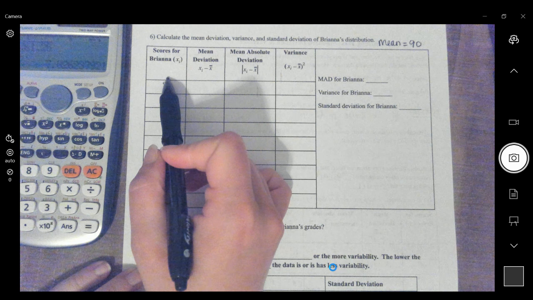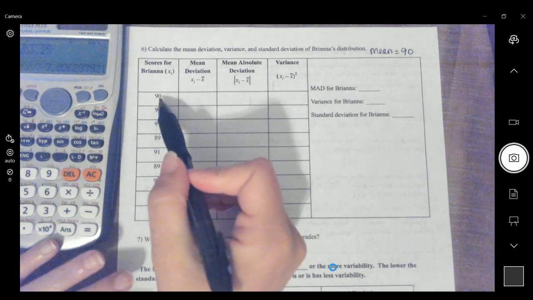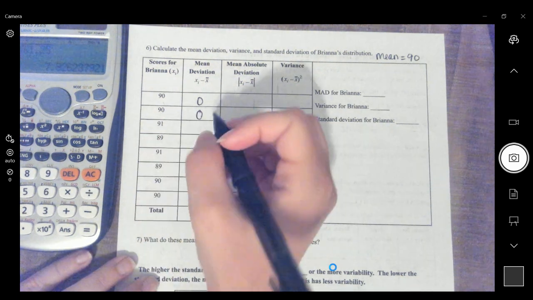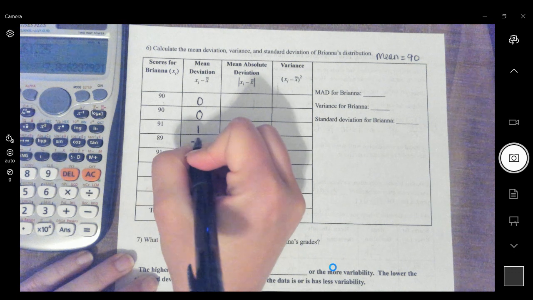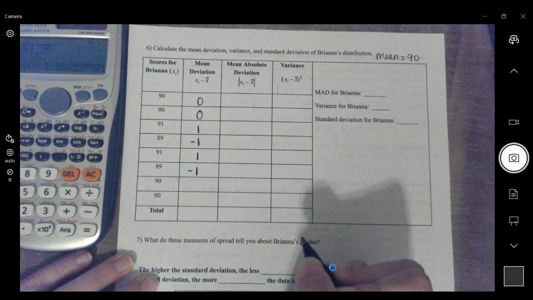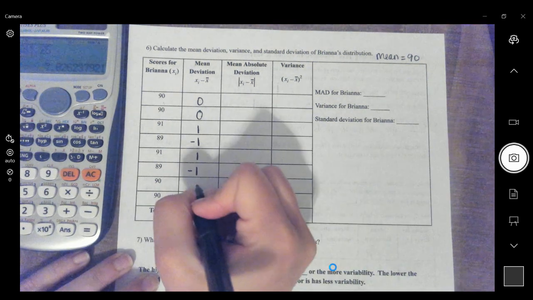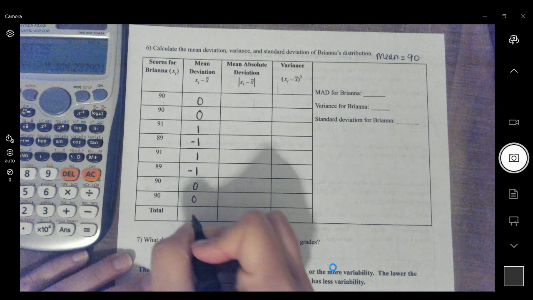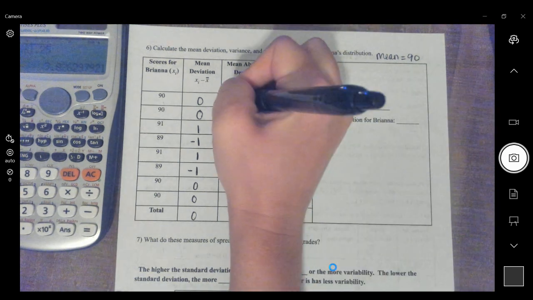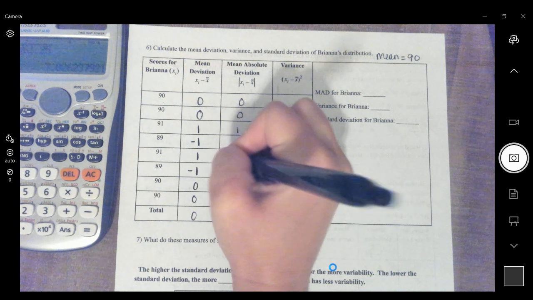So we're going to take all of our data points and subtract our mean. Sorry, guys. Okay, so 90 minus 90 is 0. 90 minus 90 is 0. 91 minus 90 is 1. 89 minus 90 is negative 1. Go ahead and do these real quick. 91 minus 90, 89 minus 90, and then 90 minus 90. Those are both 0. So those are all real small numbers, so we've just got zeros here. Okay, so mean absolute deviation, we're going to take the absolute value of each of these. So just making them all positive.